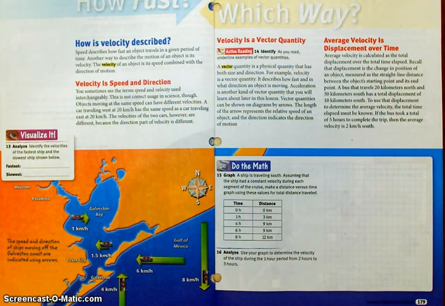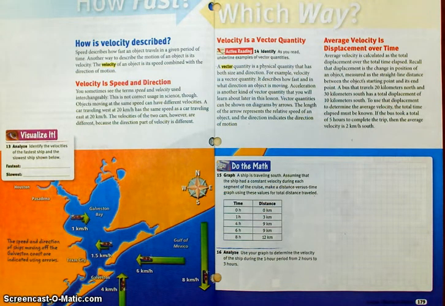This is screencast number 3 for Unit 4, Lesson 1, and I am on page 178. How is velocity described? Well, speed, remember, describes how fast an object travels in a given period of time. Another way to describe the motion of an object is its velocity. The velocity of an object is its speed combined with the direction of motion. Okay, so velocity is more than just speed. Velocity is speed and direction.